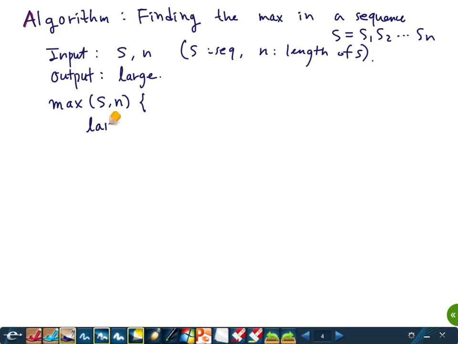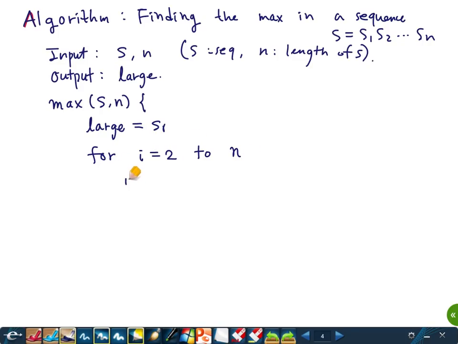So first we set large to be S1, the first number in our sequence. Now we will compare this with the second and the third, etc. until the nth number. So we will use a for statement. This is for repetition. So for i from 2 to n, we compare large with S2, S3 up to Sn, so we write something like that.